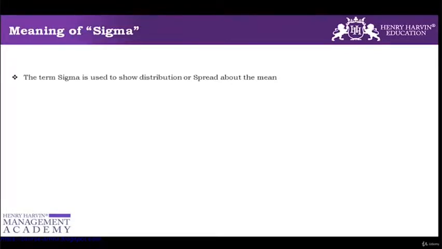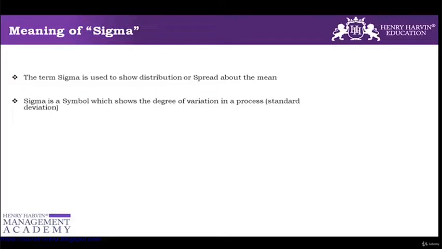For example, if I talk about a sales example, if my average sales is 1 million per quarter, but in a given month I've got either 3 lakh, then 2 lakh, or maybe 75 thousand, that is a spread. So Sigma is how far I am from the mean. Sigma is a symbol which shows a degree of variation, which is also called standard deviation. We'll discuss standard deviation in detail.